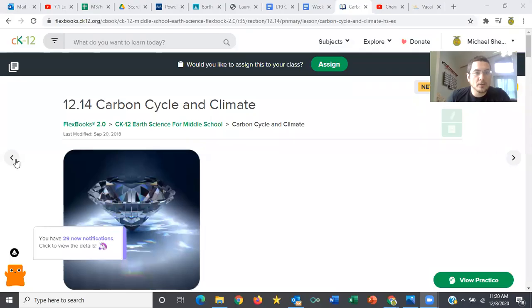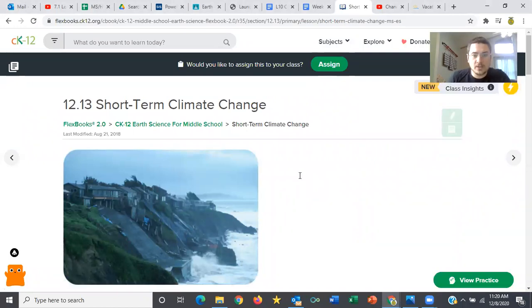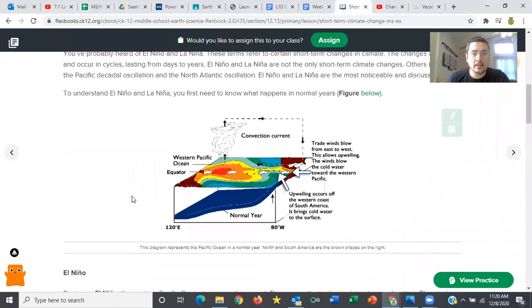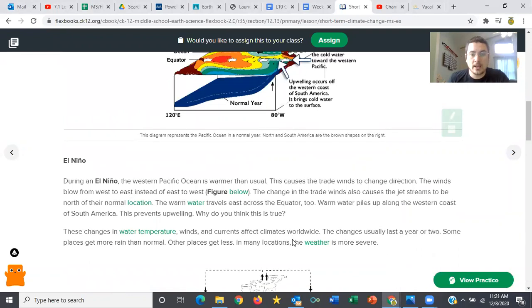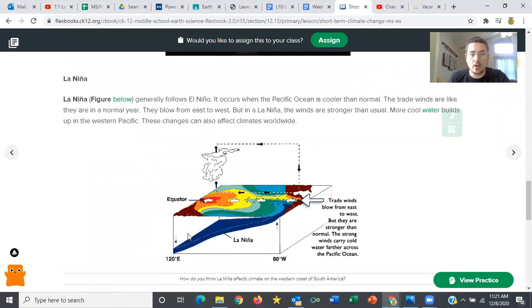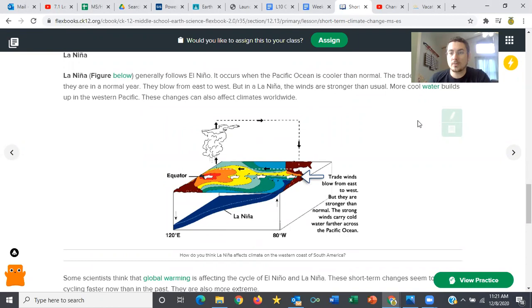So your first assignment today is called short-term climate change. You need to tell me what short-term climate change is, and then you need to focus on El Nino and La Nina. There's an instructional video to watch. This is relatively normal. Make sure that you understand these diagrams because they will be important as you are looking at summatives here next week.